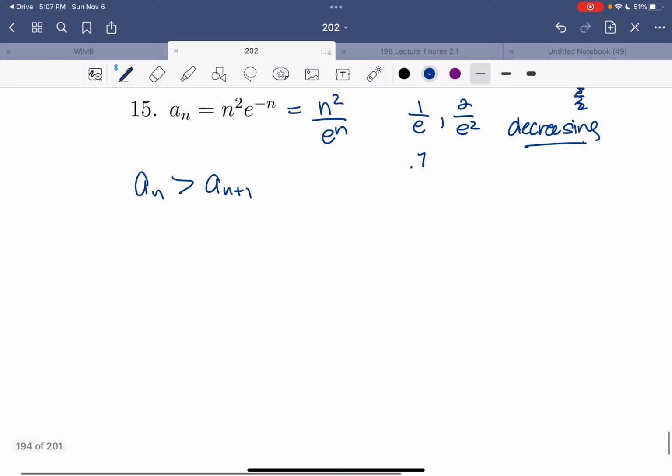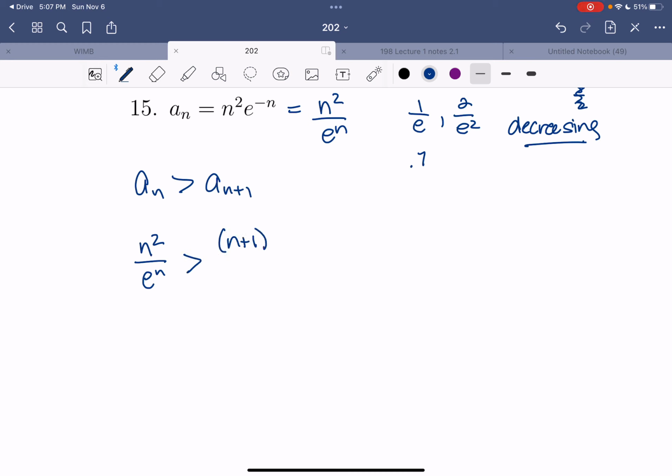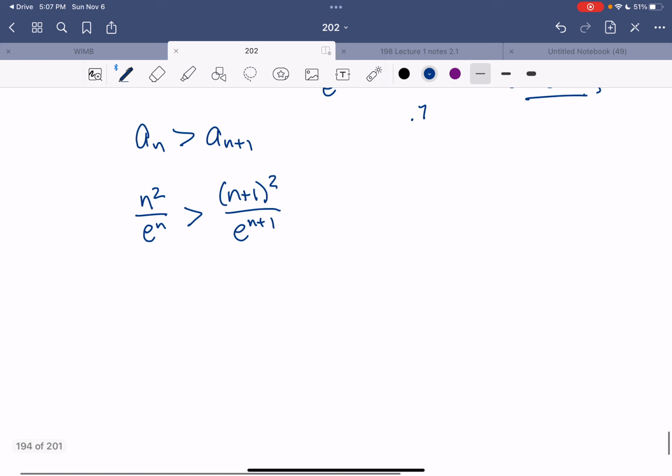Right? It's getting smaller. All right, so then a_n is n squared over e to the n. a_(n+1) is (n+1) squared over e to the n+1. And this is one where I think it's not obvious that this actually is true, okay? So let's simplify a little bit.